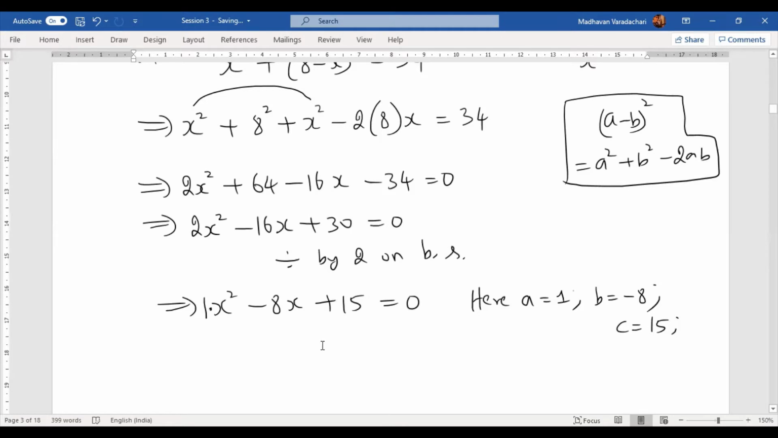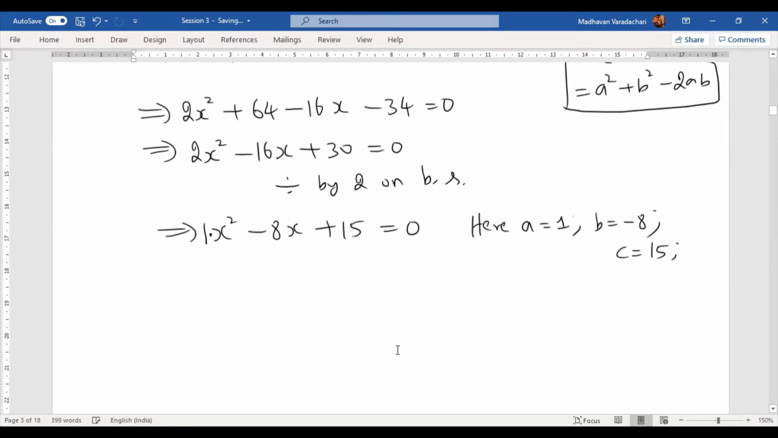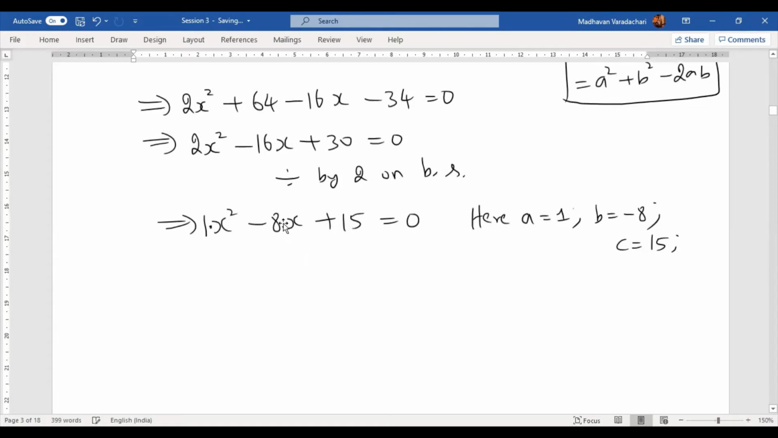Okay. Let us first try to solve this using the factorization method. How do we do it? I need to think about two different numbers which, if I add, I should get -8. But at the same time, if I multiply those two numbers, I should get 1 into 15. 1 into 15 is 15, which means the product of those two numbers should be 15 only. So what can be those numbers?